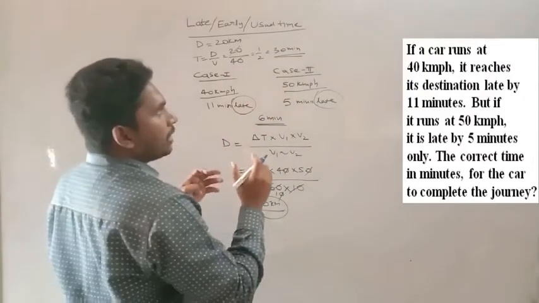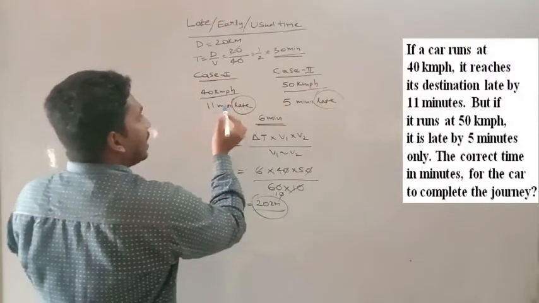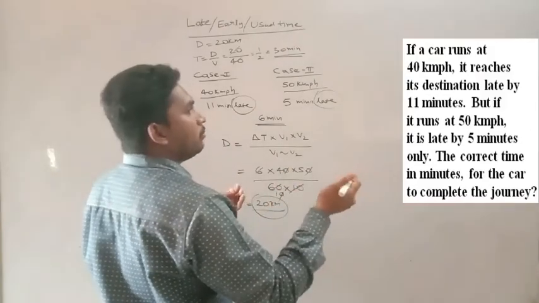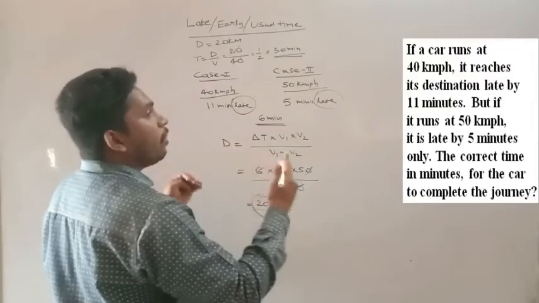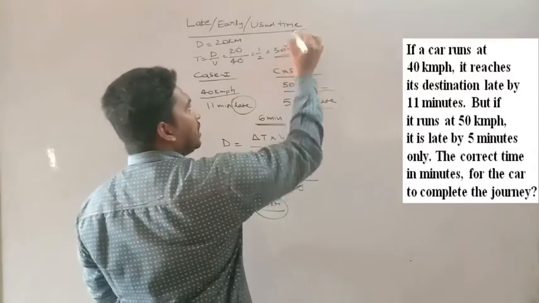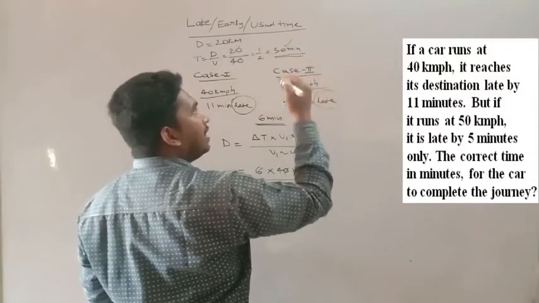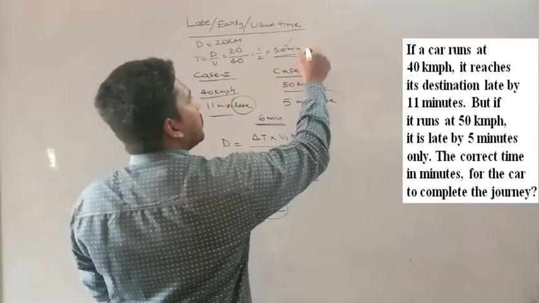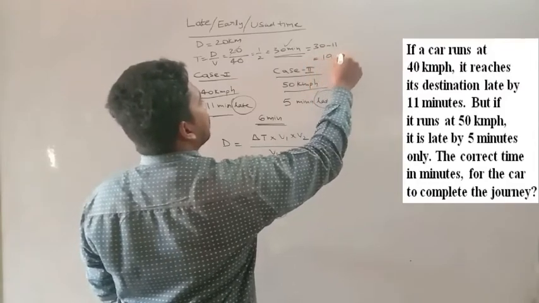Okay, if you take 30 minutes to reach a place, it is 11 minutes late. So from one place to another place, if you take 30 minutes to reach, you are late by 11 minutes. Then what will be the correct time to reach there? You have reached the place in 30 minutes, and it is late by 11 minutes. What will be the correct time? That will be 30 minus 11, that is 19 minutes.